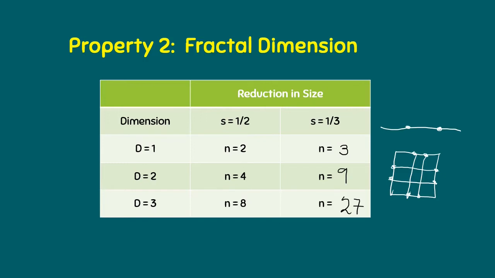Now, what is the pattern behind these numbers? For example, 2 is equal to 2 raised to 1. So these are all powers of 2, right? This is 2 raised to 2. This is 2 raised to 3. In this case, this is 3 raised to 1. This is 3 raised to 2. And lastly, this is 3 raised to 3. So if we try to generalize that, what is the relationship between D, the dimension, S, the magnification factor, and N, the number of copies?